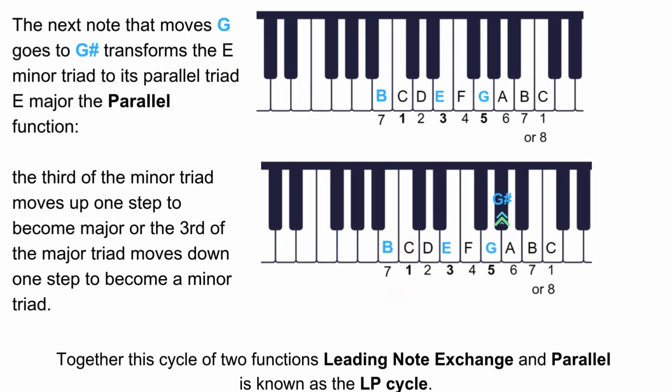The next note that moves, G goes to G sharp, transforms the E minor triad to its parallel triad, E major, the parallel function. The third of the minor triad moves up one step to become major, or the third of the major triad moves down one step to become a minor triad. Together, this cycle of two functions, leading note exchange and parallel, is known as the LP cycle.